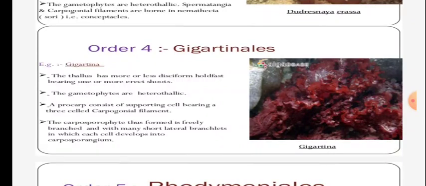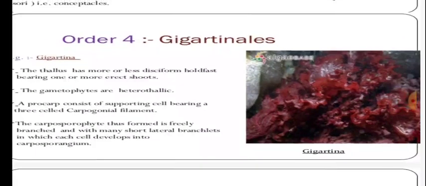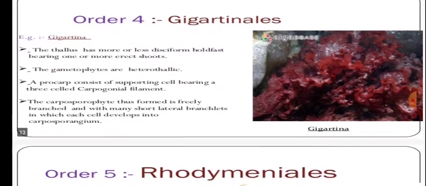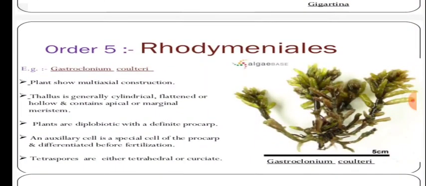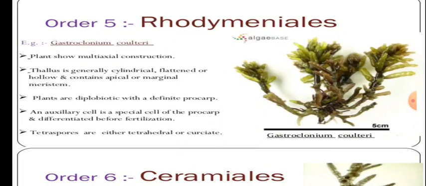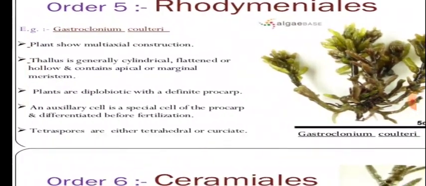Then Gigartinales. The thallus has a more or less discoid holdfast, the gametophytes are heterothallic, and thus it is formed freely. Then next about the Rhodymeniales. It is the genus Gastroclonium. The plant shows multiaxial construction. The thallus is generally cylindrical, flattened, hollow, and the plants are diplobiontic with a definite procarp. An auxiliary cell is special to a procarp and develops after fertilization.